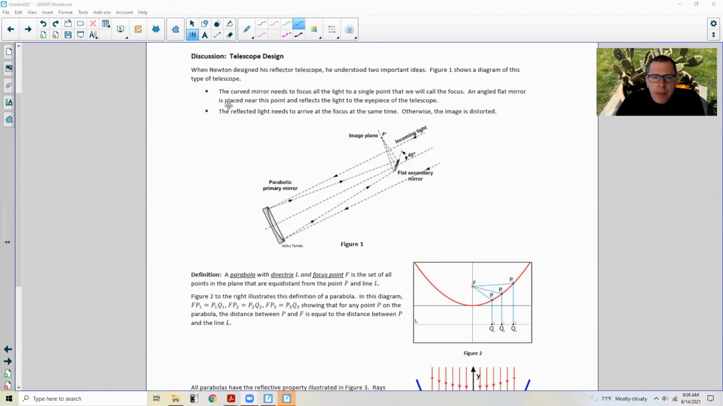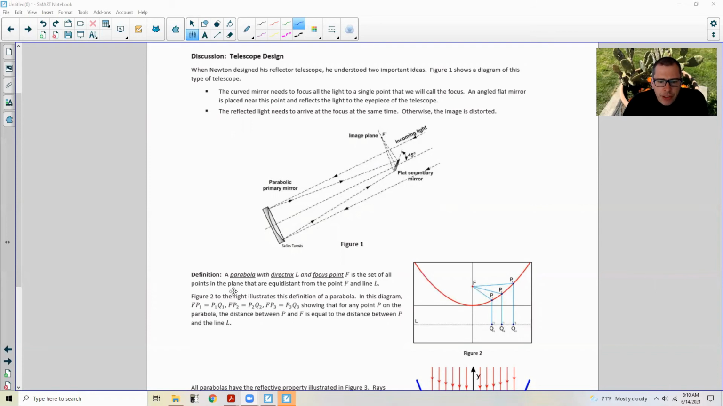An angled flat mirror is placed near this point of focus and reflects the light to the eyepiece of the telescope. Okay, so then there's a mirrored flat surface at the focus point so that all that light gets turned and put to the image plane up here, which is the eyepiece. The reflected light needs to arrive at the focus at the same time, otherwise the image is distorted.